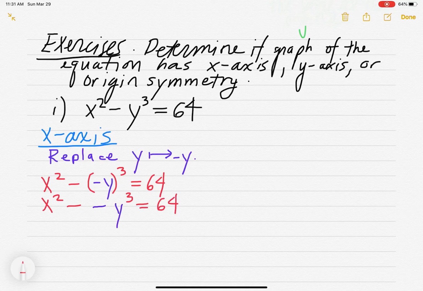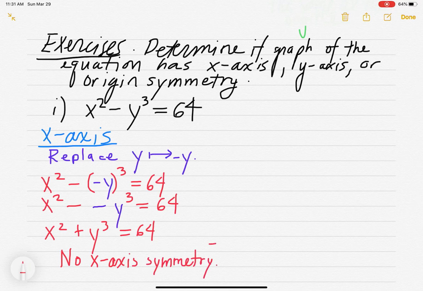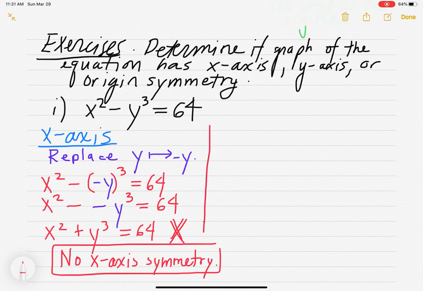Now if you clean that up, the double negative makes a plus. So you get x squared plus y cubed equals 64. Now the question is, this equation, x squared plus y cubed equals 64, is this the same as the original? No, it's not the same as the original. So since it's not the same as the original, there is no x-axis symmetry. I'm going to put a little cross there and indicate no, we don't have that kind of symmetry.